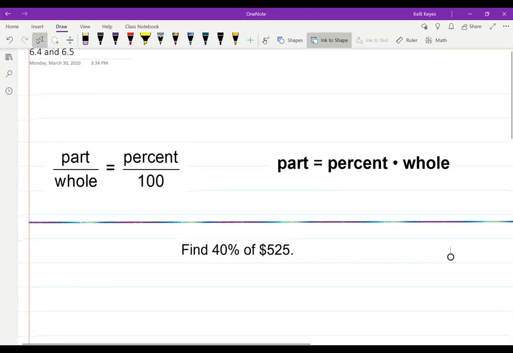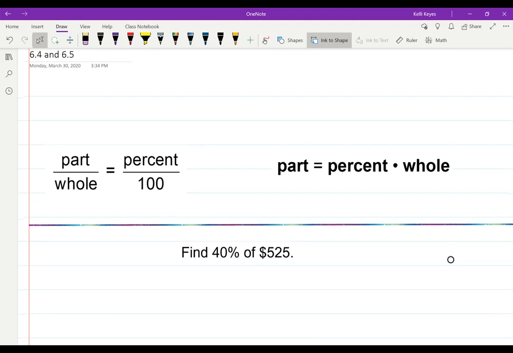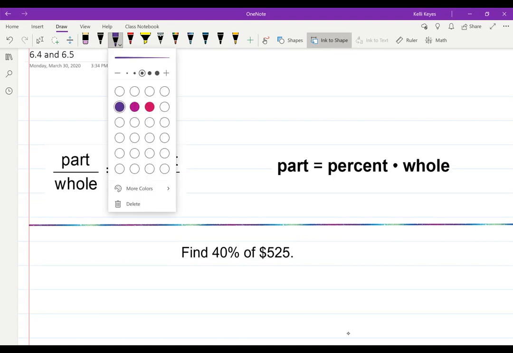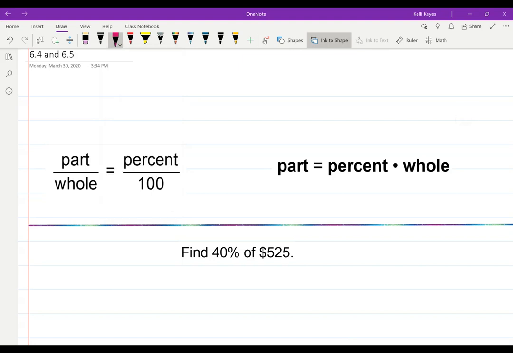Here is my lesson for 6.4 and 6.5. Since they're the same thing, they are just solving problems two different ways. So I'm just going to show you examples and show you that you can choose either one that you want.